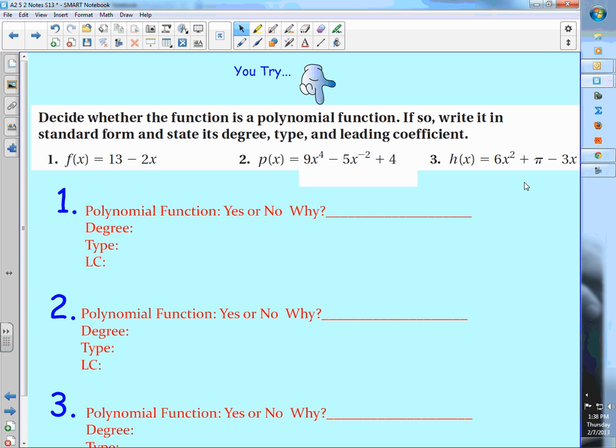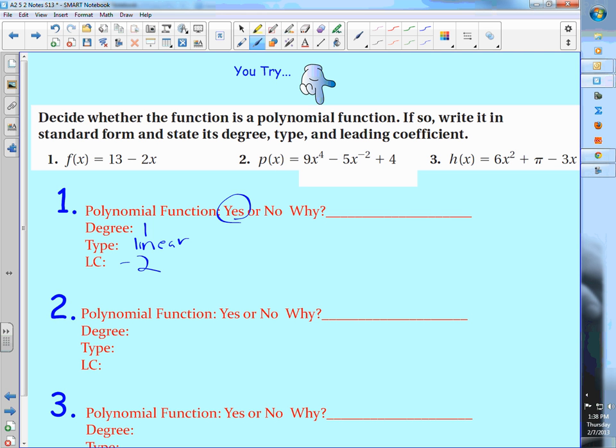Haley, how about the first one, polynomial? Yes. Degree? So what kind is that? Linear, very good. If you were to graph it, you would get a line. And the leading coefficient? Excellent. So you can see it's not given to you in standard form. We don't really care if it is or isn't.